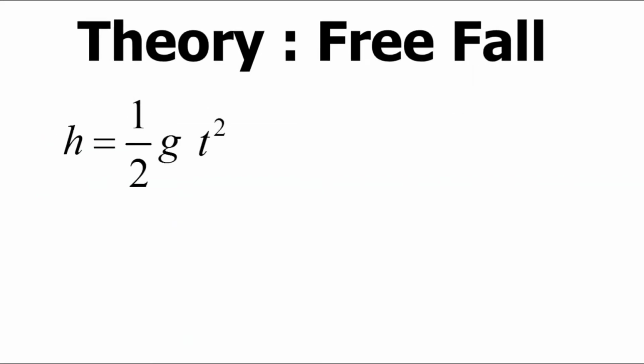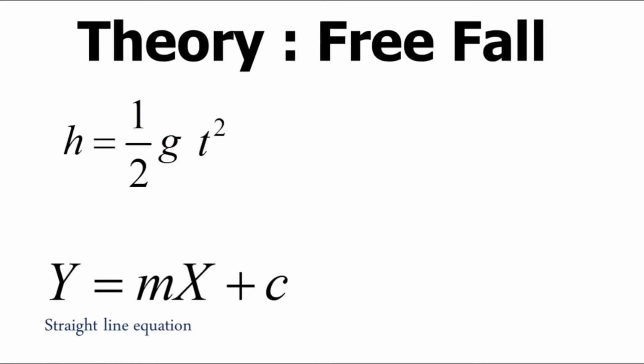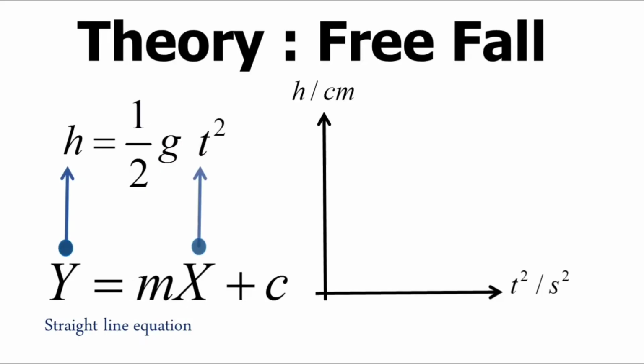To see how the manipulated variable, the height, affect the time, the responding variable, we will plot them in a graph. From the equation that we have established earlier, we can plot the height against the time square. If you compare the equation with a straight line equation, the height will take the y-axis, the t-square will take the x-axis. The value of c is 0. The graph should start at 0 and the graph is going to be a straight line graph.